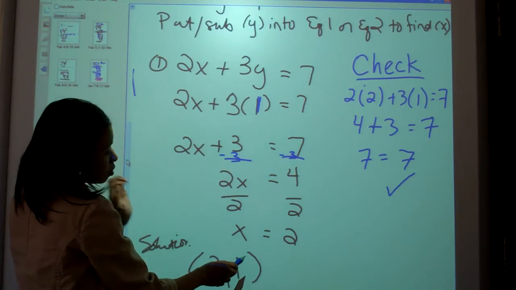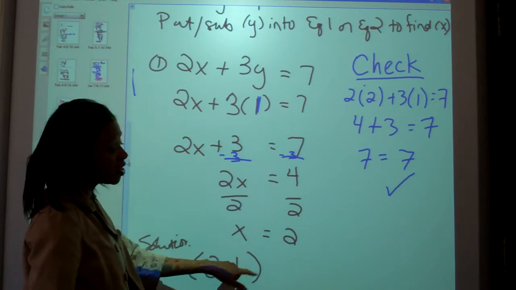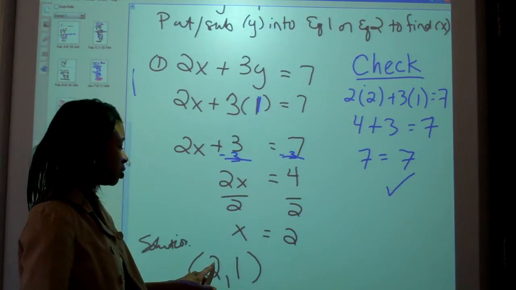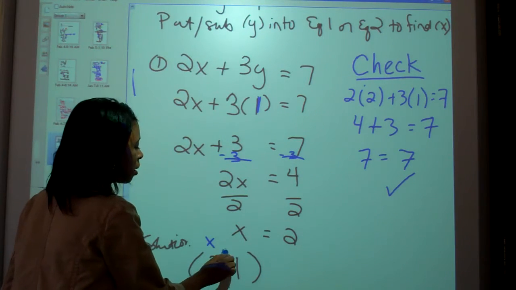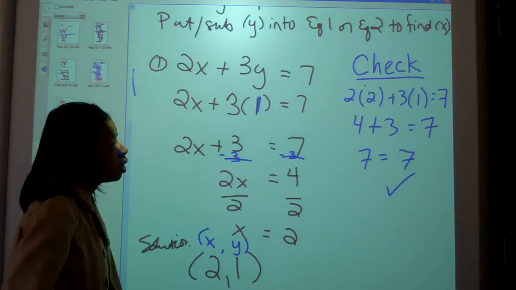So remember, if this is x, make sure you put it first. Even though we solved for x last, it still needs to be first because we're going x, comma, y for our work here. All right?